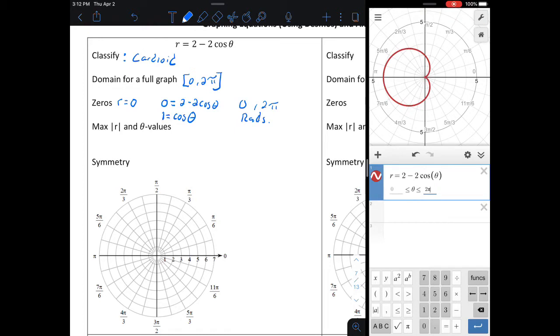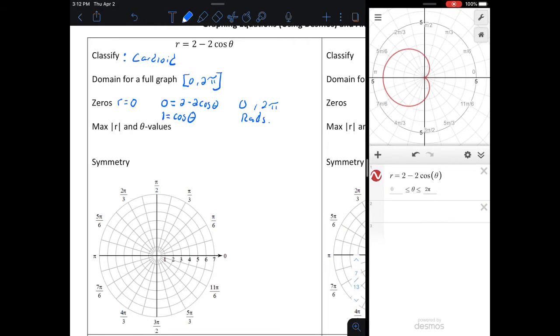And the maximum r values and when they occur. Well, graphically, looking over here at the right-hand side, the maximum r value is going to be when the graph is its farthest away from the pole. I look at the graph, and it is farthest away from the pole when it's way over here on the left-hand side, which is at pi radians.